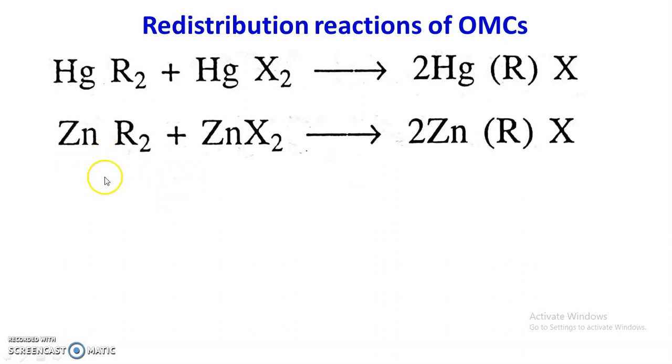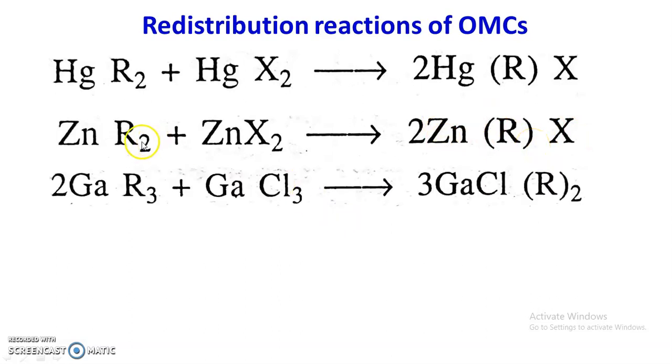Another example is when dialkyl zinc is mixed with dihalide zinc, then there is a redistribution of halogen and an alkyl group between two zinc atoms, and we get a new organometallic compound. Now here zinc is attached to one alkyl group and one halogen atom. This is a new organometallic compound. Actually this R is any alkyl or aryl group, X is a halogen atom. It may be chlorine, bromine or iodine.